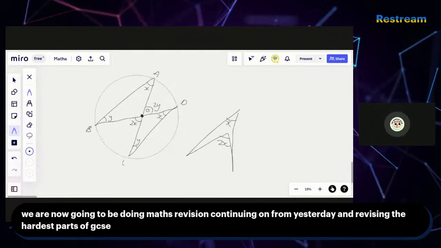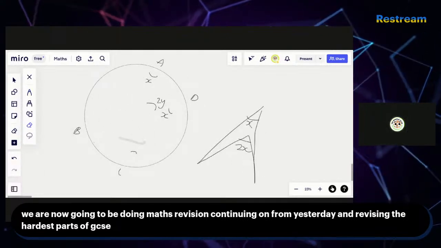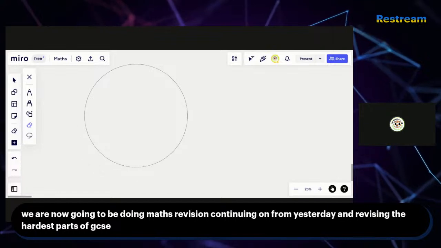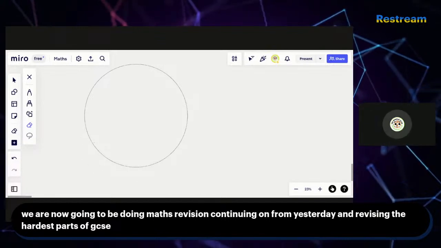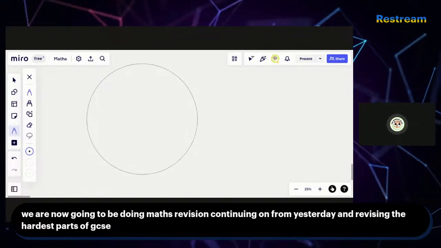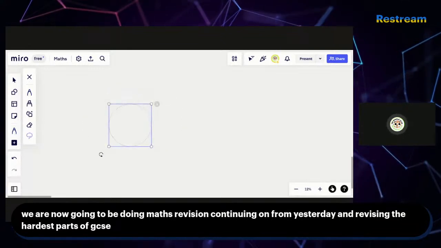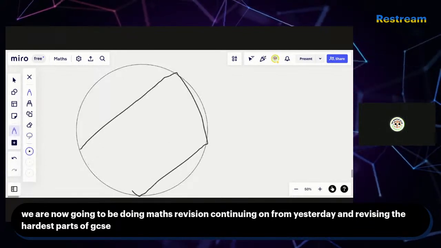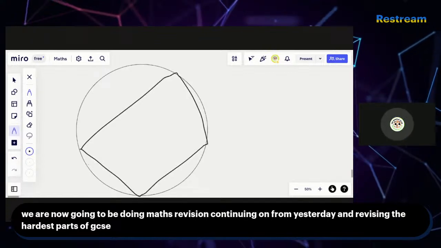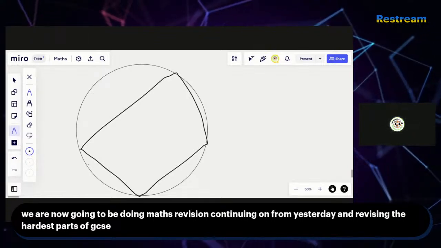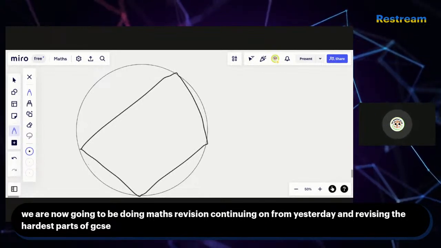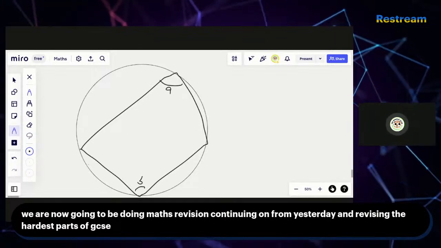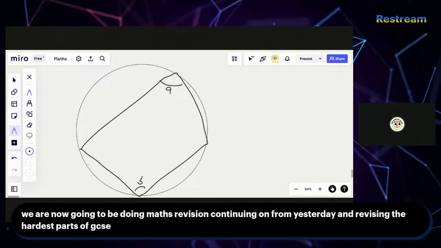So let's just get rid of that now, and do the next one. The next one is about cyclic quadrilaterals. So a cyclic quadrilateral is just a quadrilateral in which all of the sides are found on the circumference. So this is an example of a cyclic quadrilateral. All four sides are on the circumference. So the theorem here is that opposite angles in a cyclic quadrilateral sum to 180. So we're saying that this, say that's A, and this B, we're saying that A plus B must equal 180.